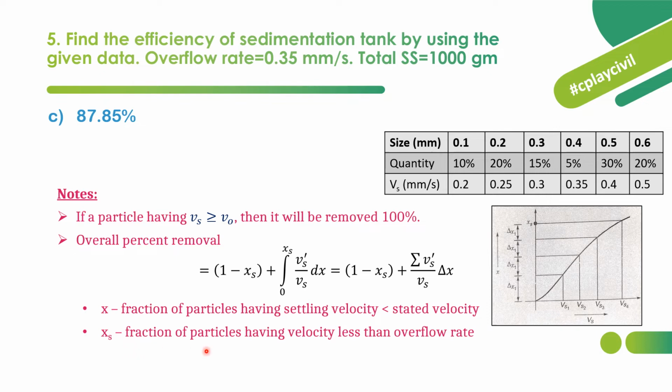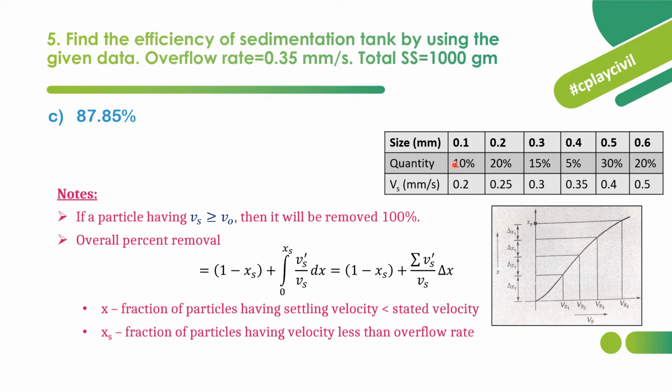Xs is the fraction of particles having velocity less than the overflow rate. We have already seen what the overflow rate and the settling velocity are, and accordingly what that fraction is. When we substitute and integrate those values, we get the overall percent removal. That is what we have done by using this table.